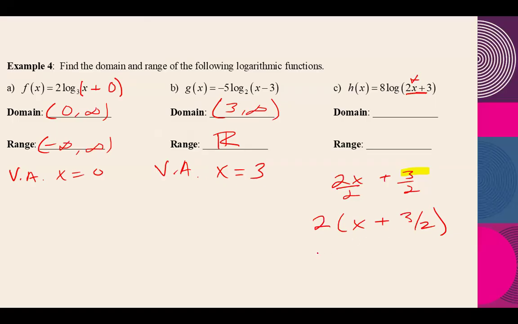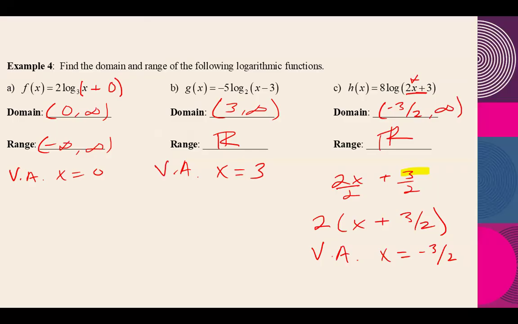Now that I see what's inside of my argument, has my vertical asymptote moved? Yes, and it's where? -3 halves. Good job. Our x's are what? Liars. So therefore, our domain starts at -3 halves and continues to infinity. And our range will forever be all real numbers. Got it?